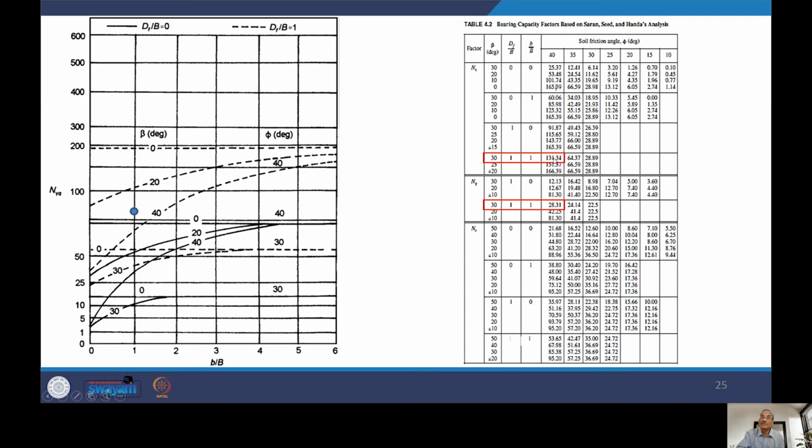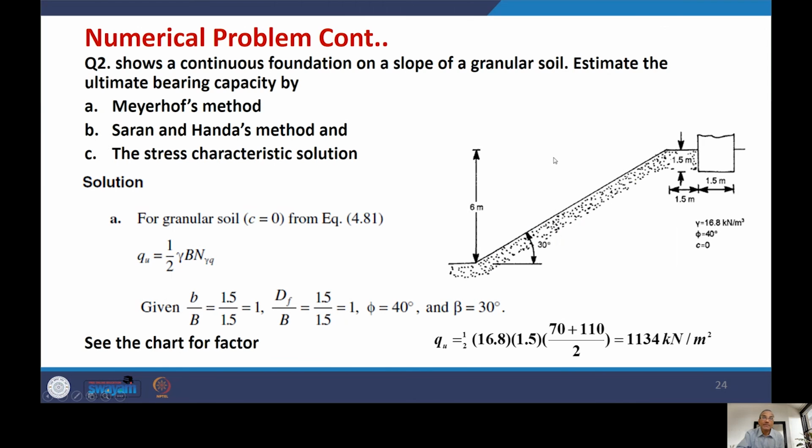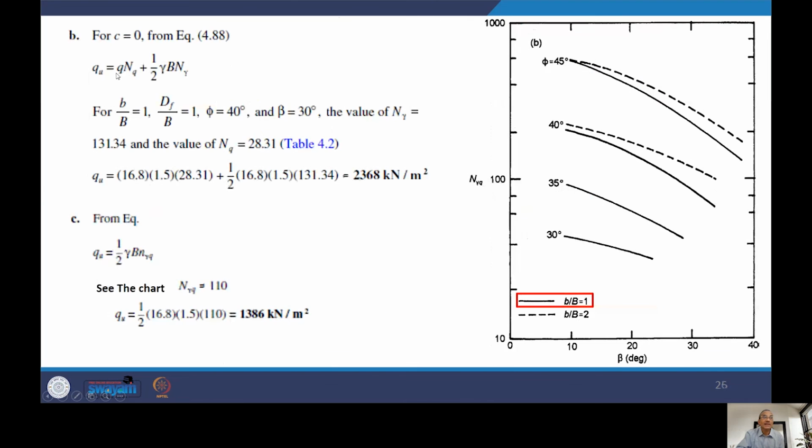So we pick up from the tables given by Saran and Handa and use the equation for the bearing capacity, two terms. So this is the ultimate bearing capacity. The second method is q N_q plus half gamma B N gamma. And this is what you get for B by B equal to 1 for these values. These values are already read out. And you put all the numbers here, q, N_q, and half of 16.8, which is gamma, into B into N gamma. So you end up with the value 2368 kilonewton per meter square. That means the ultimate bearing capacity is 2368 kilopascal.